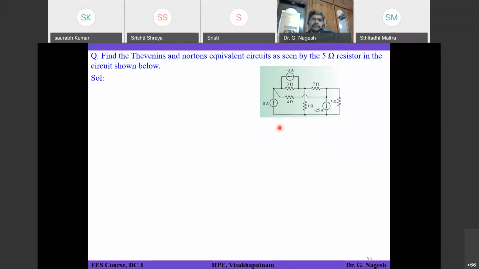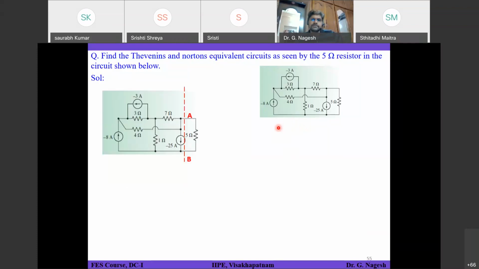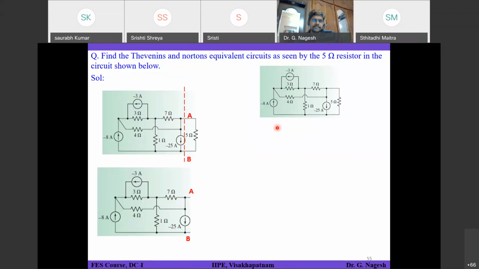So what is the process first you have to do? Let's say find the Thevenin and Norton equivalent circuit as seen by the 5 ohm resistor. So mark a dotted line on the left hand side of the 5 ohms resistor. Mark the terminals A and B. To find out Thevenin's equivalent, you have to disconnect that 5 ohms resistor. I have disconnected it, so this is what is seen. Now you have to find out the open circuit voltage across the A and B terminals.